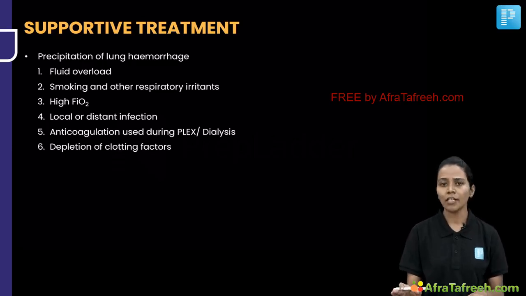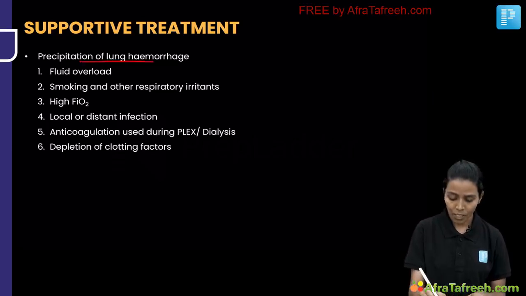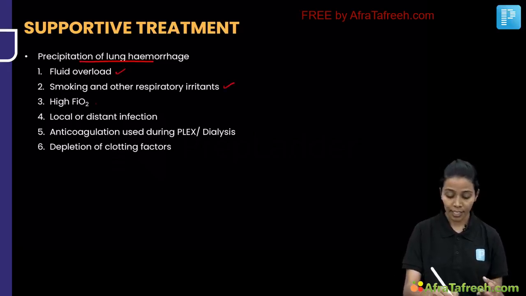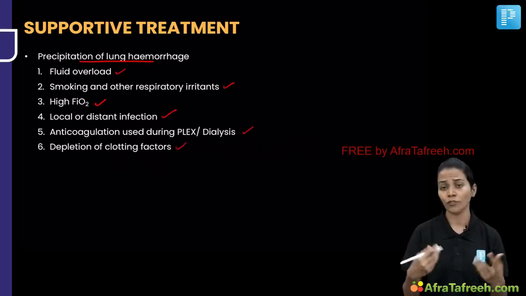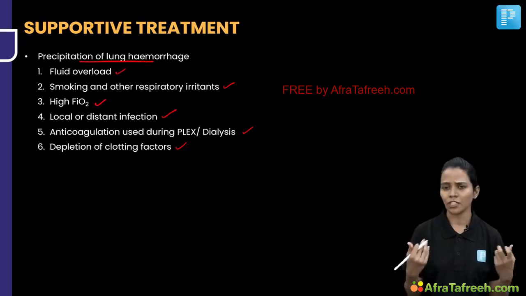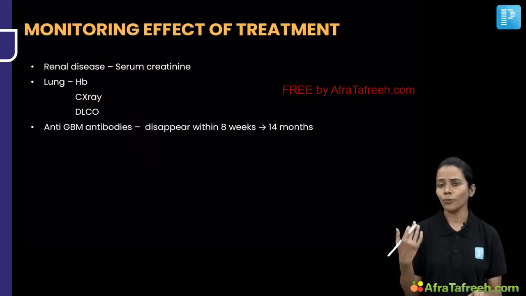Now, supportive treatment, you have to give supportive treatment. Avoid precipitating lung hemorrhage. Okay. So lung hemorrhage can be precipitated in these conditions: if there's fluid overload, if there is smoking or other respiratory irritants, if you're giving NIV or ventilating with high FiO2, if there is some infection, or you give anticoagulation which will cause lung bleeding, or there is depletion of clotting factors because of PLEX. So same thing, volume overload or infection or respiratory irritants or anticoagulation, all these things can precipitate lung hemorrhage. Okay.